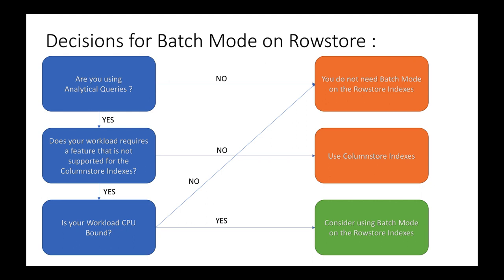Just shut it down, disable. I mean, if you're running pure OLTP, you do not want to worry. Just disable it on the database level. Does your workload require a feature that is not currently supported by the Columnstore indexes? If not, then go and use the Columnstore indexes.